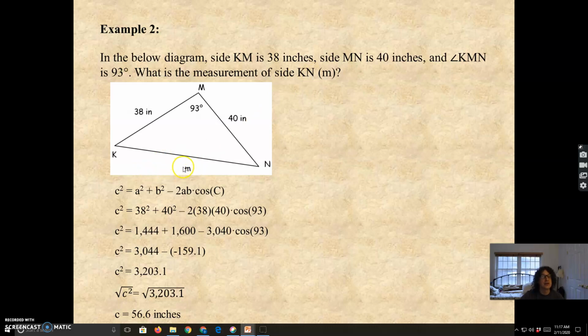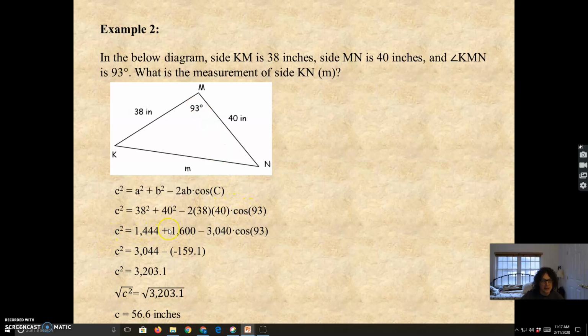Using our law of cosines, we're trying to calculate the side, which is lowercase. We're going to do lowercase c. A and B, again, it doesn't matter which one is which, as long as you're consistent. We said A is 38 and B is 40, which you can see. We plug it into our equation. 93 is a capital C because it's the angle.